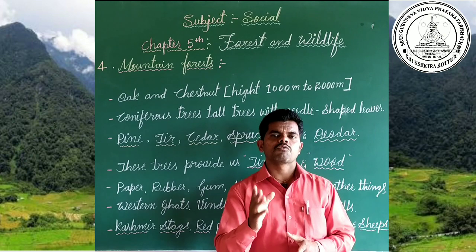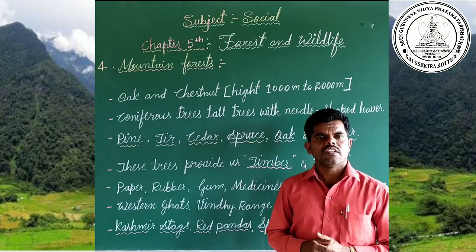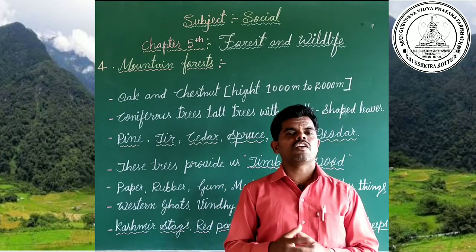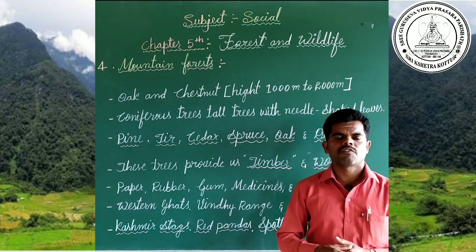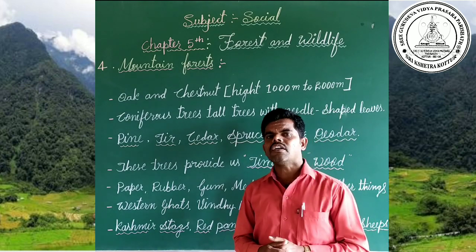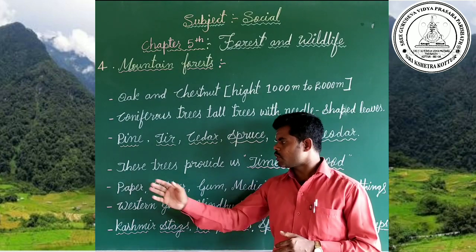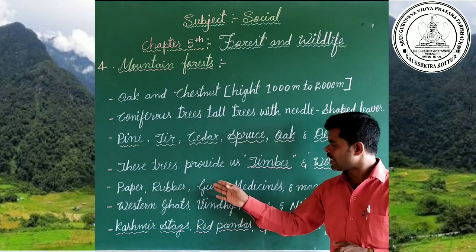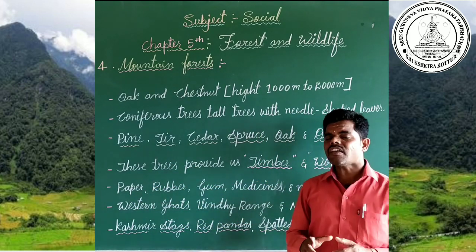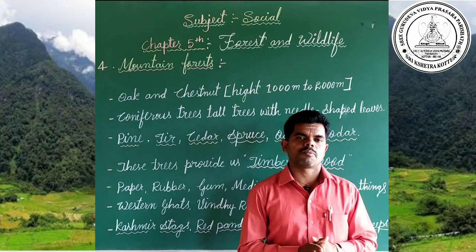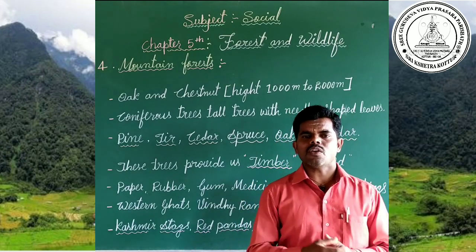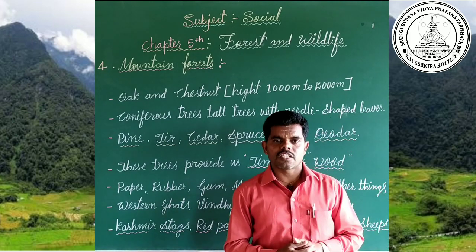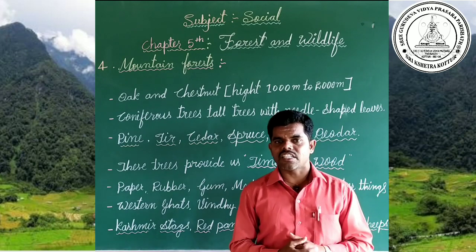The second thing is wood. Why do we need wood? We use wood as a fuel, and for other purposes also. For example, to make paper and to prepare rubber, gum, medicines and many other things, we prepare them from wood. So these kinds of trees are very useful to us. They provide us many things.